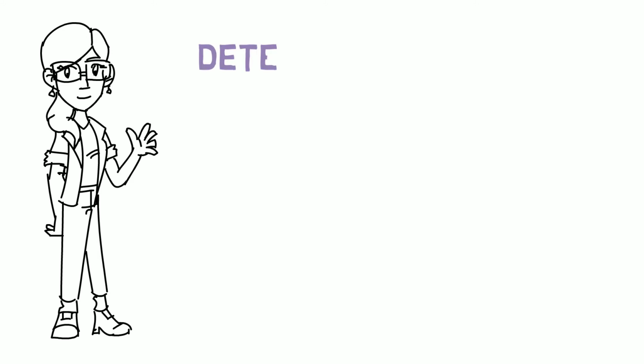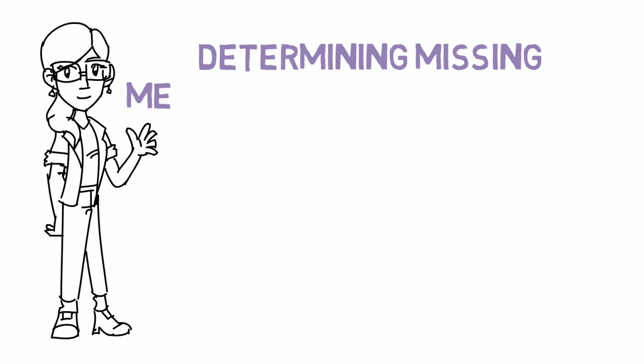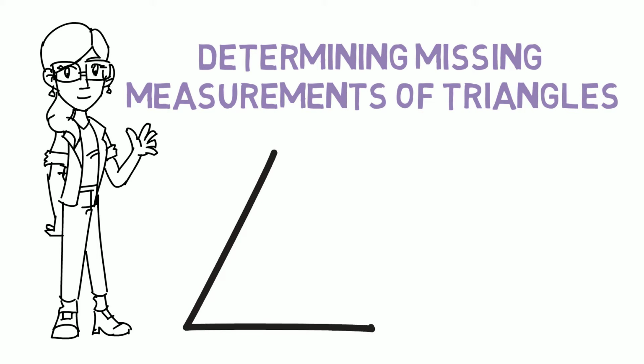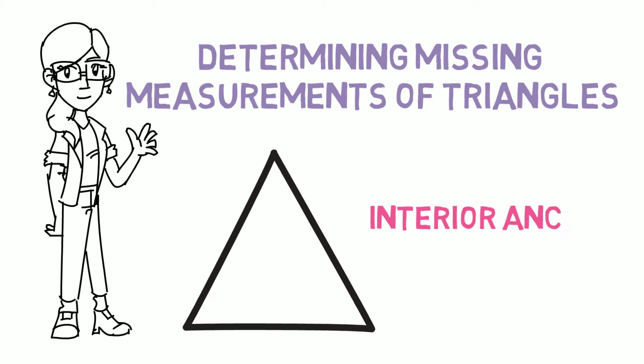Welcome back, y'all. Today, we are going to be discussing how to determine the missing measure of a triangle. In order to do this, we need to make sure we know what the sum of all of the interior angles of a triangle add up to.